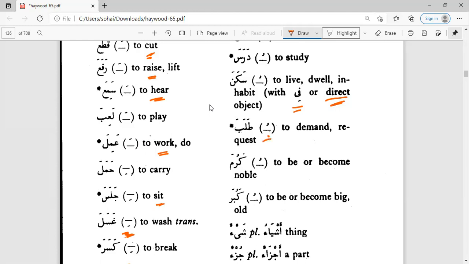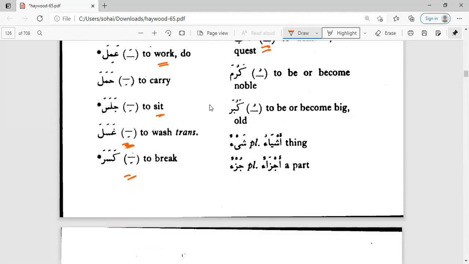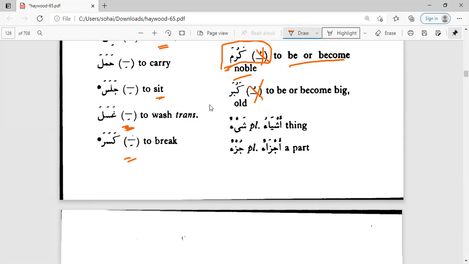Talaba yatlubu, so it's dhamma now, right? To demand or request. Karuma yakrumu. So what's the special thing about this verb, do you think? Dhamma remains the same. Karuma is also intransitive. It will not have a direct object. It doesn't need a direct object. It's sufficient with just a subject. Kabura yakburu. So even here, if it doesn't give you dhamma, you should know it's dhamma, because that's the only possibility it has, to be or become big or old.